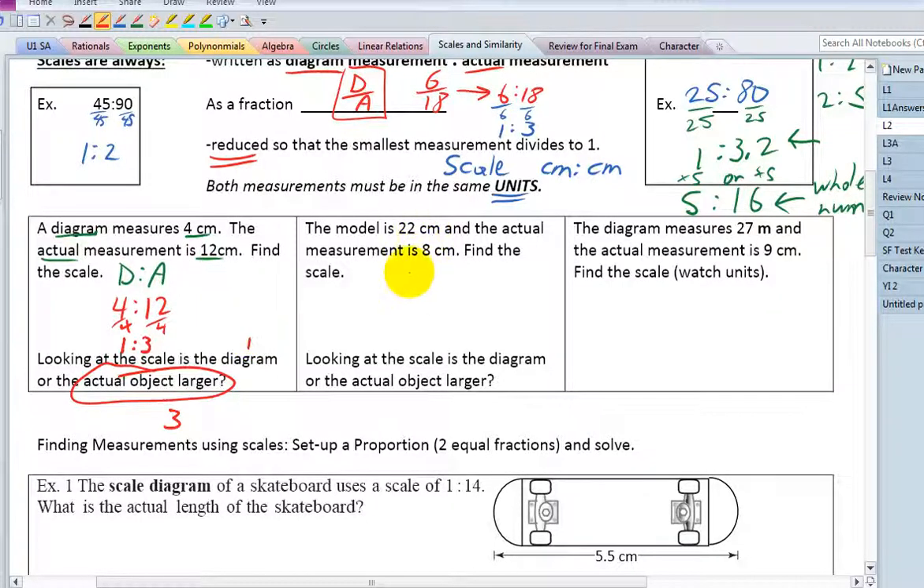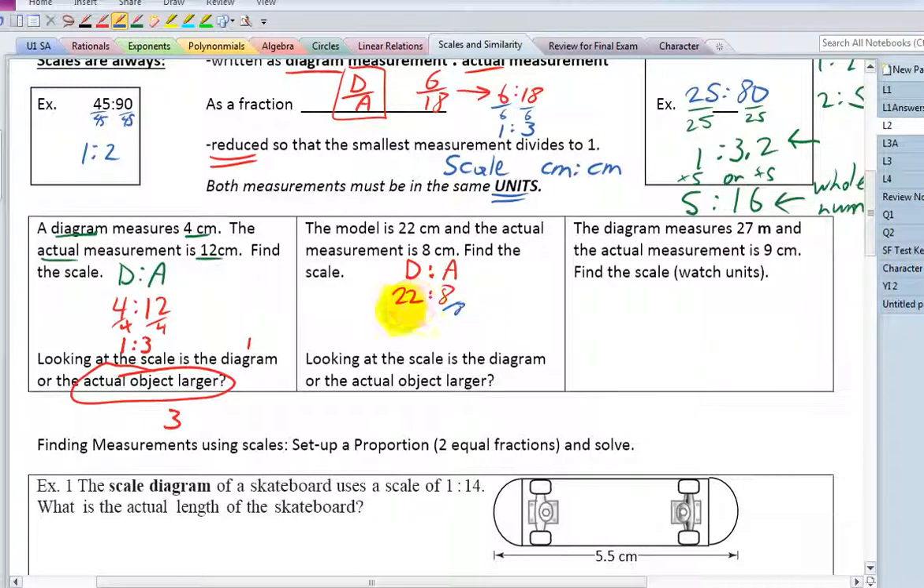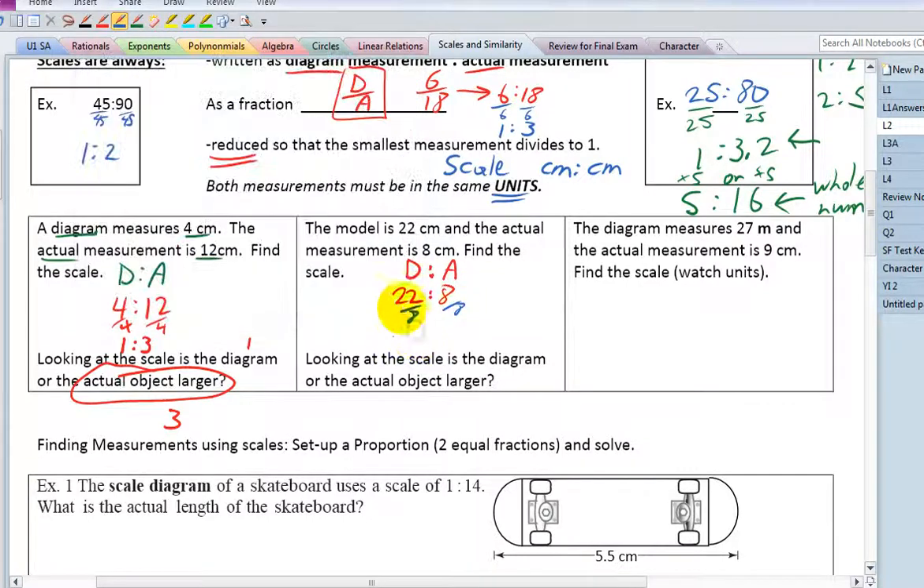Okay, read the next one. Come up with your scale again, please. Start by writing down D colon A, or D to A. So instead of saying colon, we should use the word to. So D to A, divide both of them by 8, and the number we get, 22 divided by 8, is 2.75. I tried times and it didn't work.